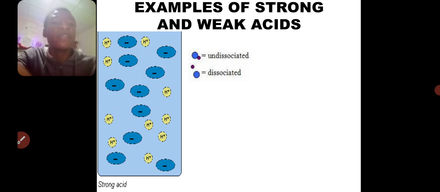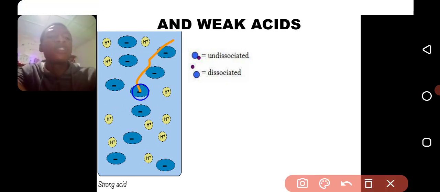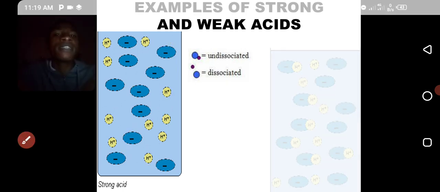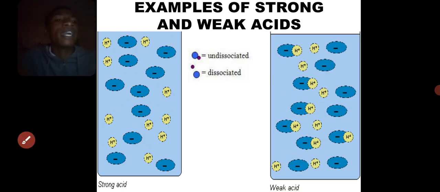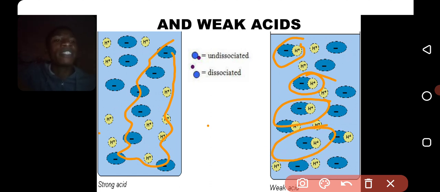See another example here. You see that this is a strong acid. All the components are completely dissociated. No hydrogen is sticking to any negative ion. Look at here also. Here is an example of a weak one, where you still have some hydrogen sticking to negative ions. So this is weak because there is not a complete ionization. Instead, there's a partial ionization.